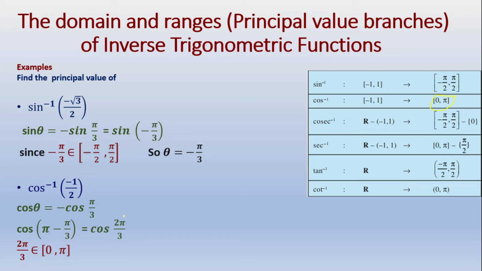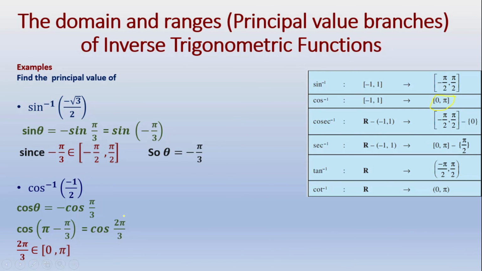Now you can see your 2 pi by 3 belongs to the range 0 to pi. So your answer will be 2 pi by 3. So I hope this is clear.